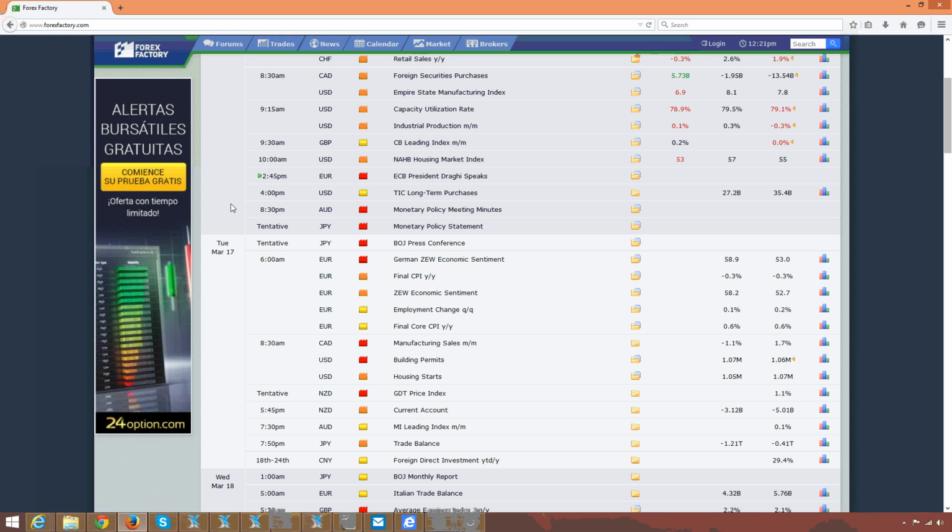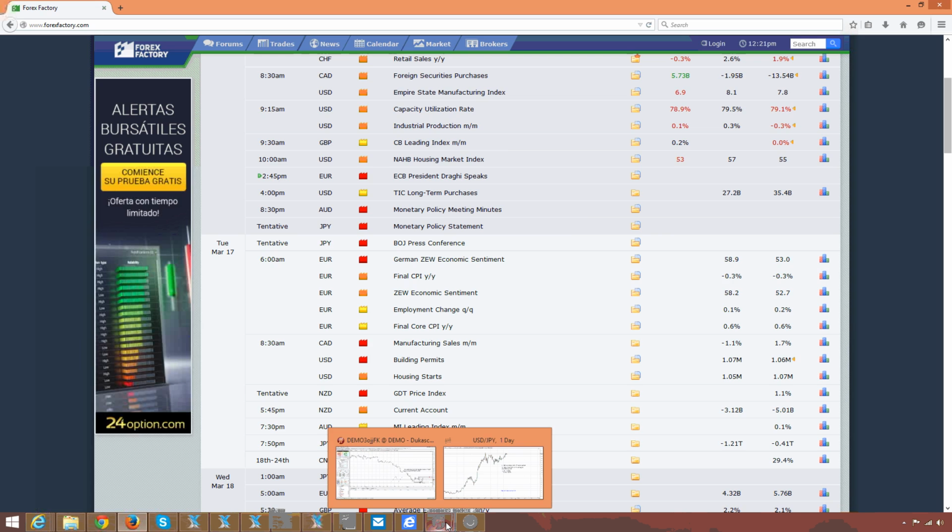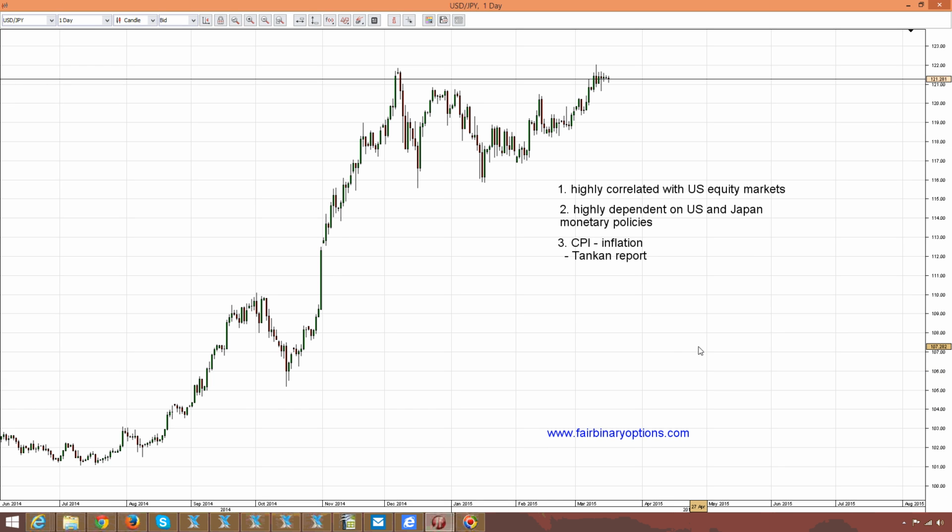Moving on with the second part in our tips and tricks on how to trade the US dollar Japanese yen, regardless of whether you're trading the call option side or the put option side. It doesn't really matter. Here are generalities, and we touched so far the basics of the US dollar Japanese yen, in the sense that this currency pair is highly correlated with the US equity market. So this is the first thing to come to mind.